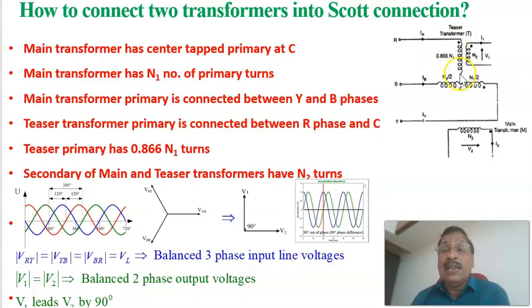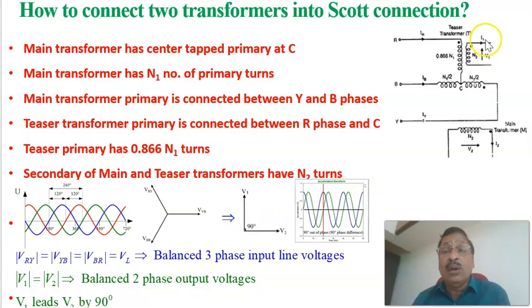Therefore, in the teaser transformer, one end is connected to the middle of the main transformer, and this is a three-phase input voltage. Here we are getting two-phase voltages, where the magnitude of V1 equals V2, but they are 90-degree shifted. As we have already seen, one three-phase signal is given as the input of the connected transformers, and the output gives two phases which are 90 degrees apart. That is, we get a two-phase output voltage.